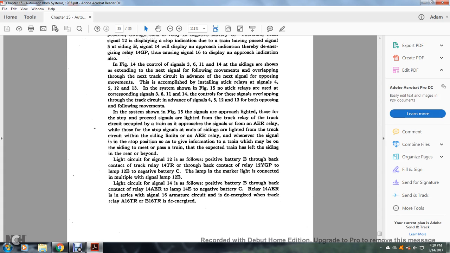Thereby, when the expected train has left the siding, the rear-bound light circuit of signal 12 follows positive battery B through the contact of track relay 14TR, through the back contact of relay 12YGP to lamp 12E, to negative battery C. The lamp at the marker light is connected in multiple with signal lamp 12E. The light circuit of signal 14 also follows positive battery B through the back contact of relay 14AER to lamp 14E, to negative battery C. Relay 14AER is in the series signal 16 armature circuit and is de-energized when track relay A16TR or B16TR is de-energized.